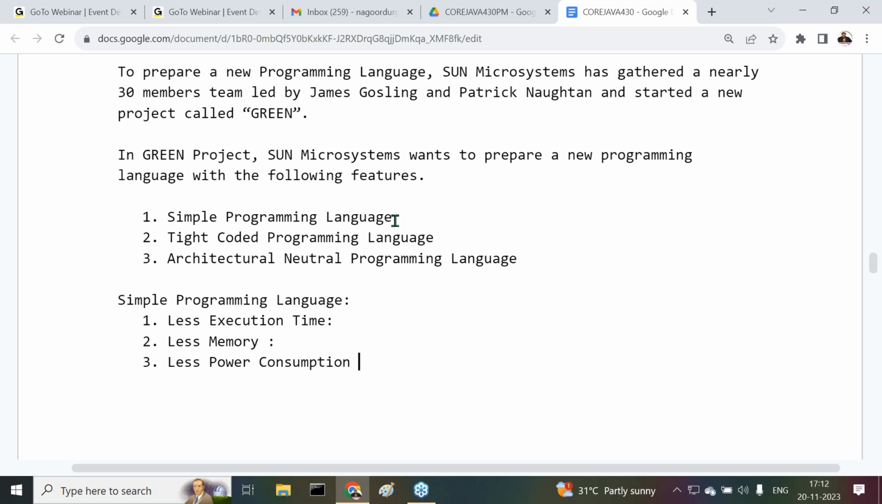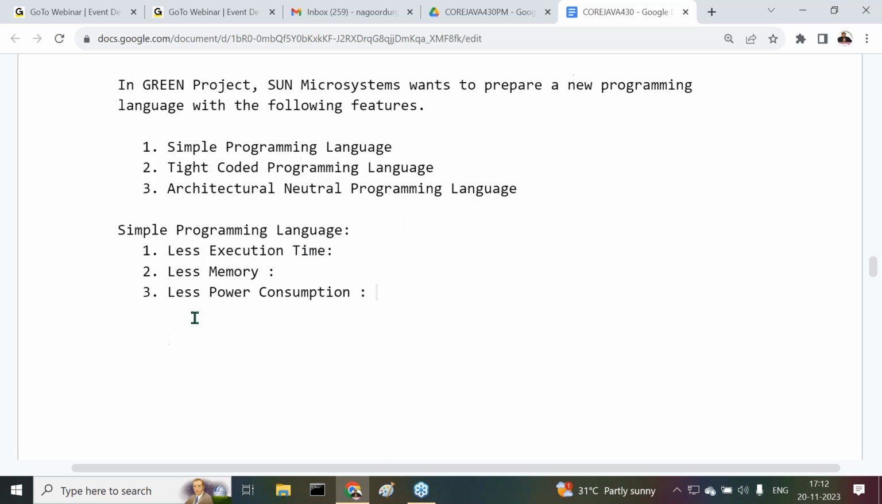By seeing these statements, you may wonder, sir, what is the relation between power consumption and a programming language? Why did you include this? This is not my own topic. This was provided by Sun Microsystems. They have given this type of relationship, and I'll explain to you how it is. First of all, understand it: Sun Microsystems has included three factors under their simple programming language. What are the three factors? Less execution time, less memory, less power consumption. Let's understand this point here.